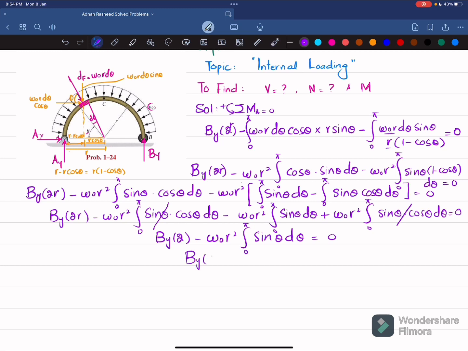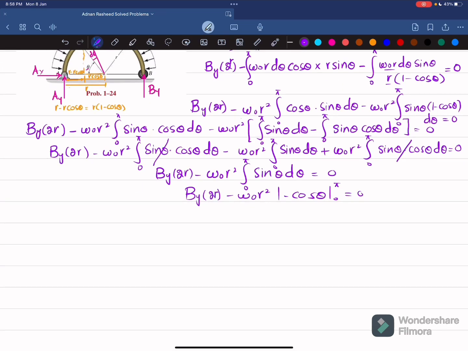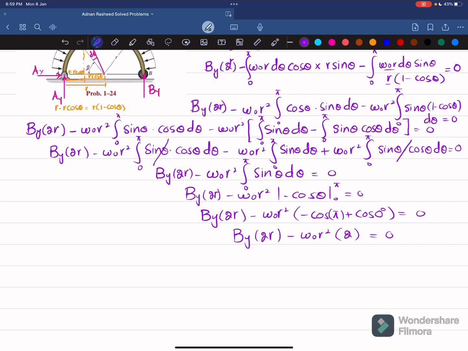And By into 2 minus w naught r square, clear, and that will give you, the integral of sine theta will give you minus cos theta from 0 to pi. So we will get By into 2r minus w naught r square, and that will be minus cos of pi, minus will be plus cos of 0 degree is equal to 0. So By into 2r minus w naught r square, and this is 2, you can calculate it. So By into 2r minus 2 w naught r square is equal to 0. So from here you will get By is equal to w naught into r.